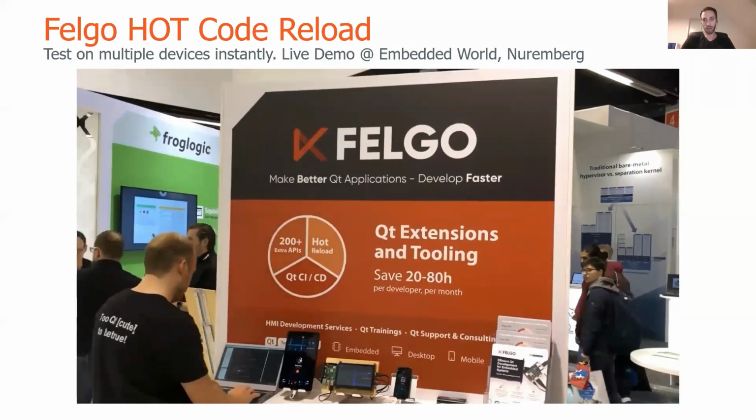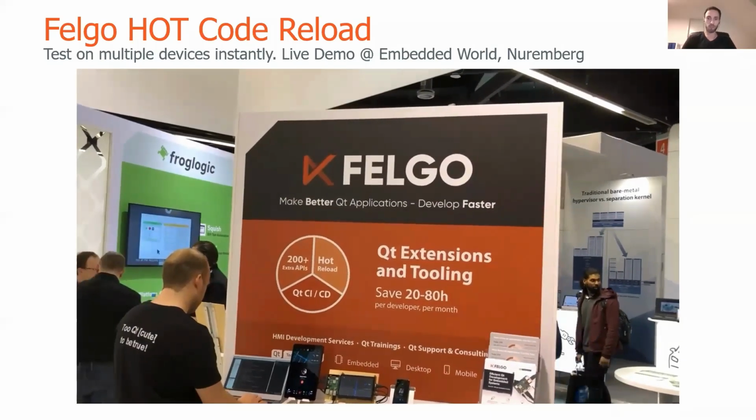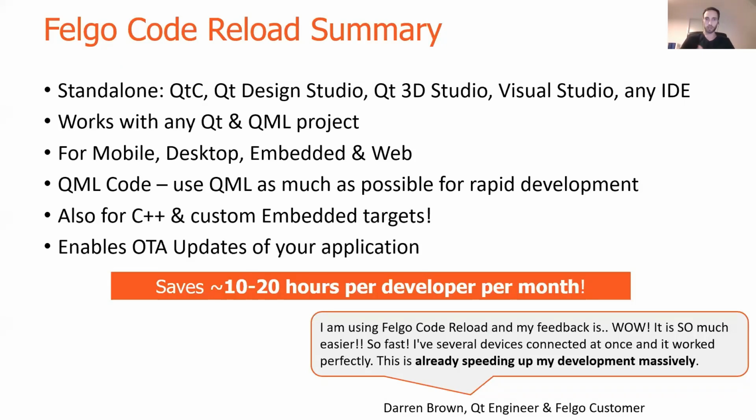So to summarize, Felgo Code Reload is a standalone tool that works for Qt Creator, Qt Design Studio, Qt 3D Studio, but also Visual Studio, any other text editor or IDE you're using. And it works with any Qt and QML project. So you don't need to use any of the Felgo APIs in there. It works with any stock Qt application just out of the box. Also, it's working for mobile, desktop, embedded, plus web. Regarding web, I'll show you a video in a minute. And of course, the only limitation is that the code reloading only applies to QML code.